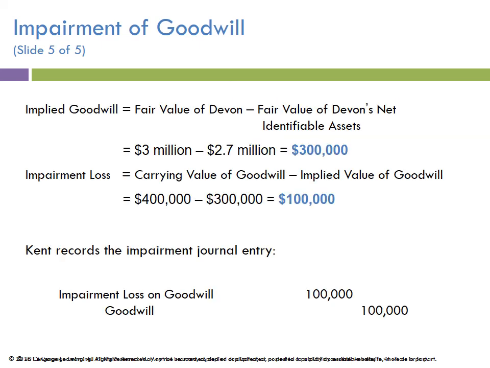Here's what we do. We determine the implied goodwill. How do we do that? Take the fair value of Devon overall, which is $3 million, and subtract from it the fair value of Devon's identifiable net assets, which is 2.7. So somebody's only willing to pay $3 million for a company worth 2.7. So the amount of goodwill that would result if it was sold today would be $300,000. What do we have it on our books for? $400,000. So there is considered to be an impairment loss here of $100,000. We write down the goodwill by crediting it for $100,000, and we debit impairment loss on goodwill, $100,000.